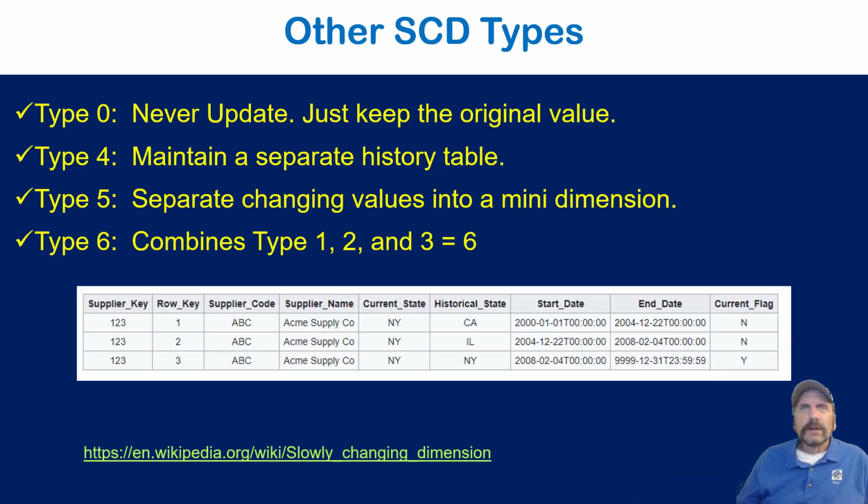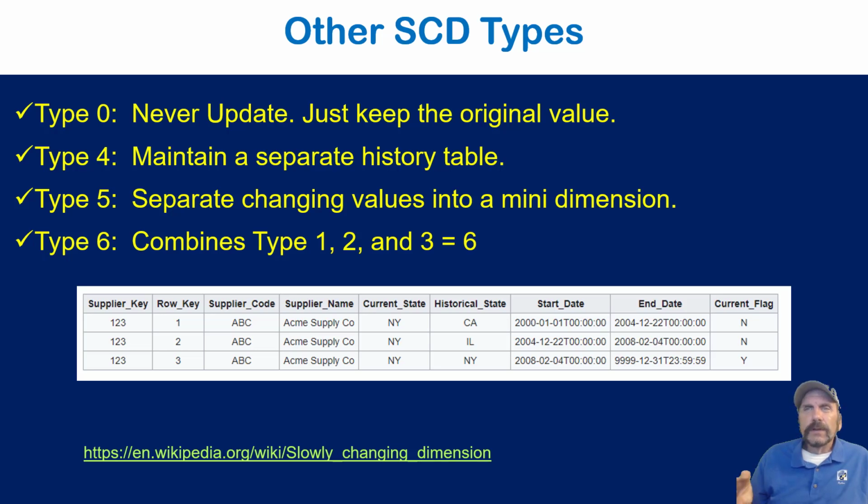So here we have a table. They didn't do things right because they have a supplier key, but it looks like they're using probably not a surrogate key, but an actual source system key. Here they're doing row keys, 1, 2, 3, to distinguish. So you'd have to use both of these together in the dimension table to make sure you have a unique key.